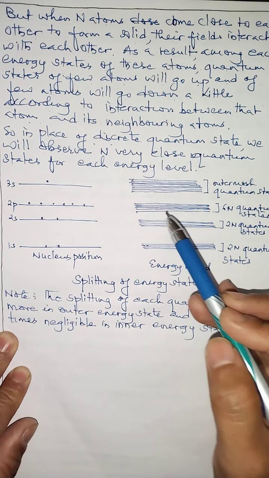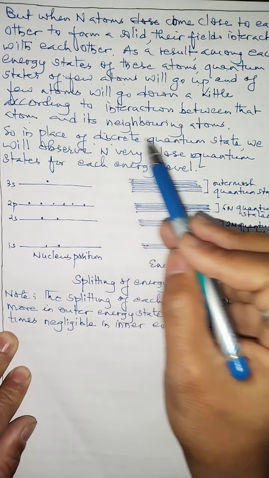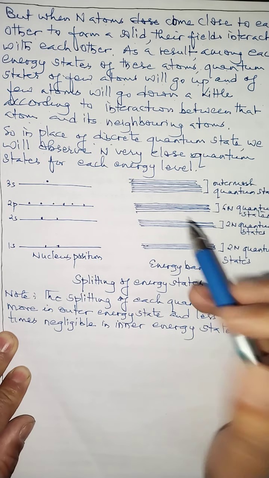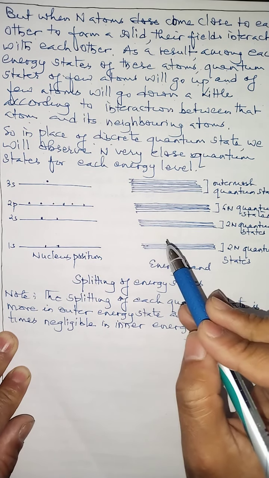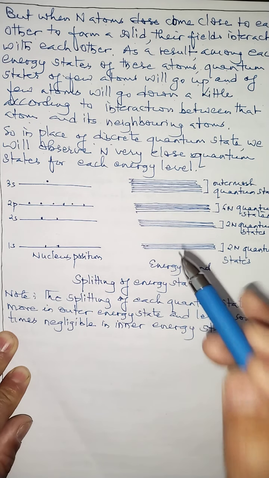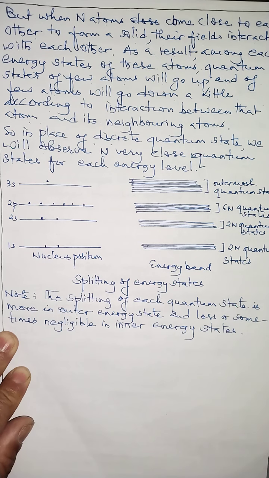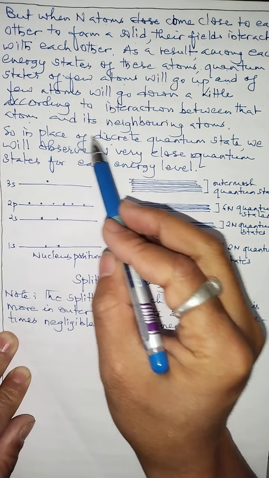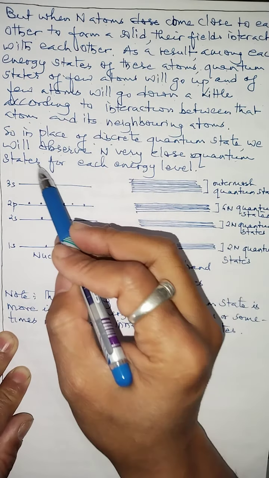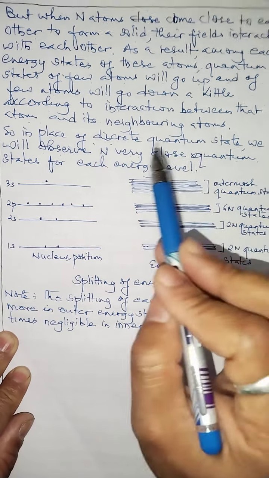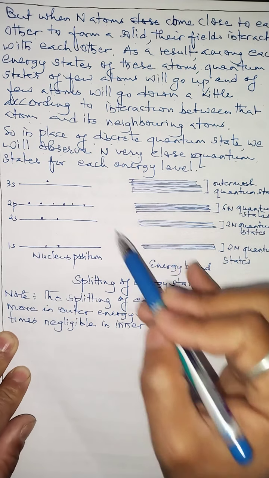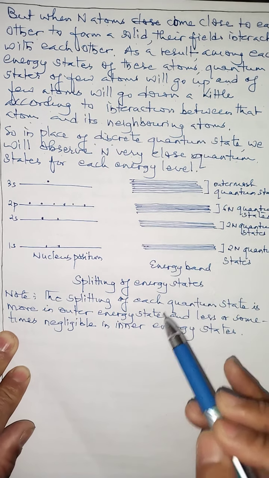So in this case, instead of a discrete quantum state occupied by the isolated atom, there will be a band of energies, a quantum of energies occupied by n atoms, in every orbit. That's why in place of a discrete quantum state, we will observe n very close quantum states for each energy level. And this is nothing but the energy band.